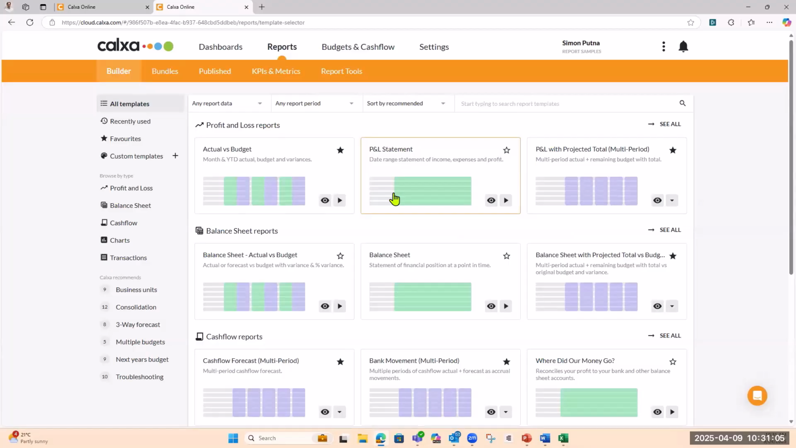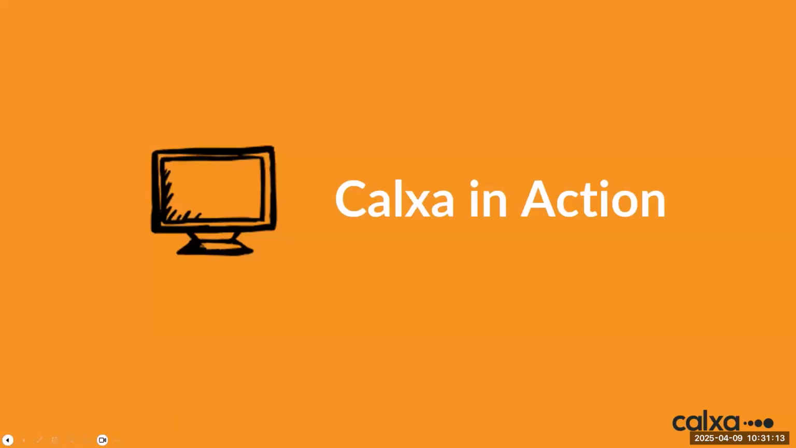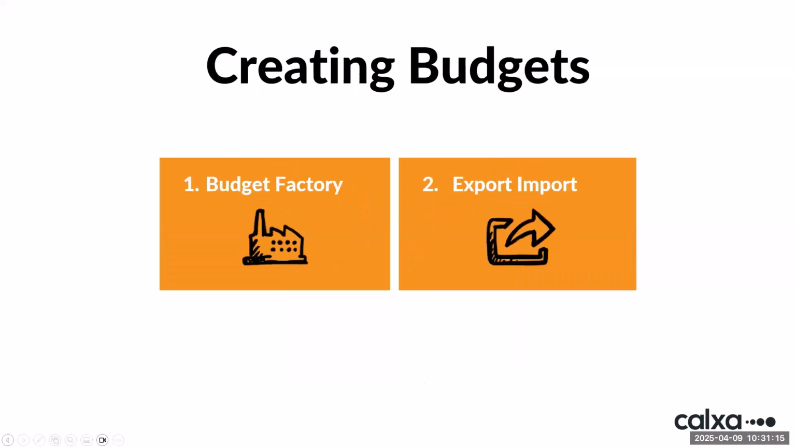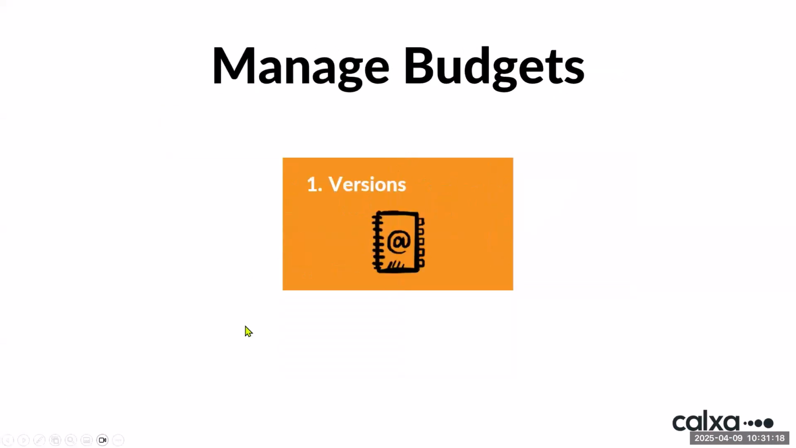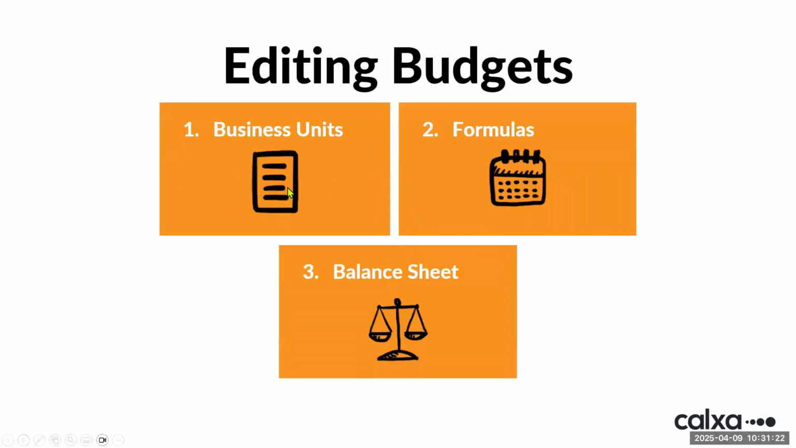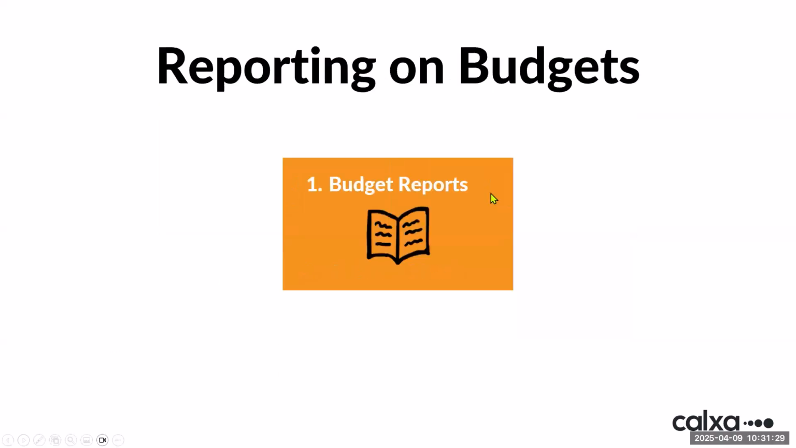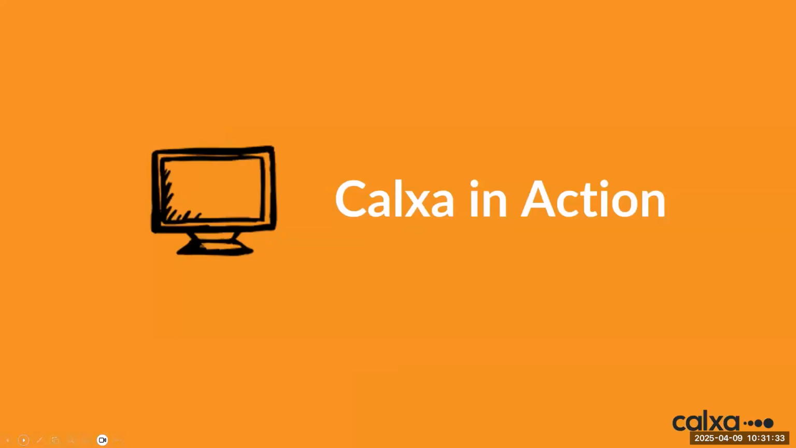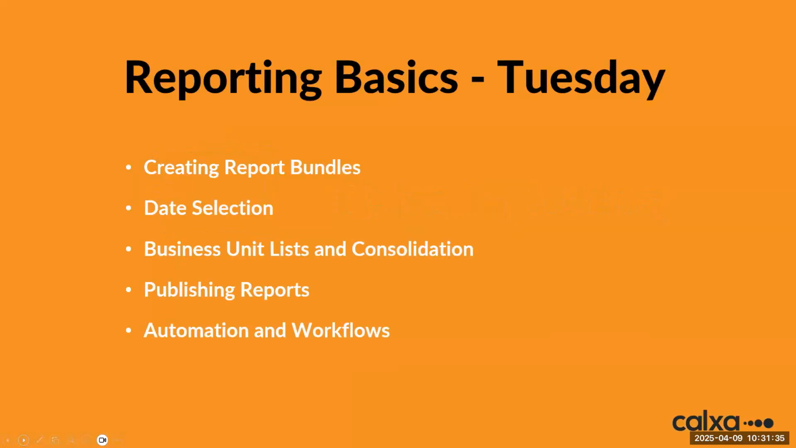So very quickly, I have gone slightly over time for you. Very sorry about that. We will review very quickly and make sure that we have covered everything off. We looked at how we can manage our budgets through our versions. We use the budget factory. We can export, import, use a budget by business unit, use our formulas, and can in fact do a budget in our balance sheet, and how we can report on that as well. So that's budgeting basics for today.